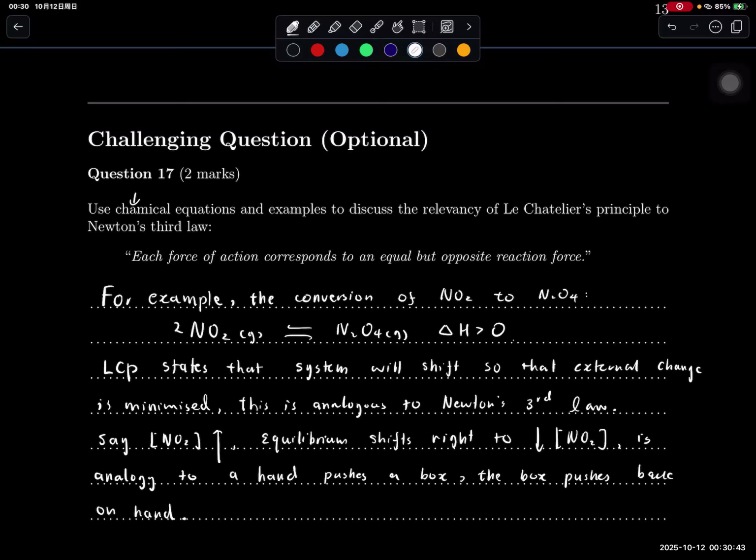Newton's third law states that every force of action corresponds to an equal but opposite reaction force. If you do chemistry, you might not know this. If you study physics with me as well, you should know this. If you don't know this, let me know, and I'll have a hard time on you. So how is this related to Le Chatelier's principle? This is a deeper understanding.